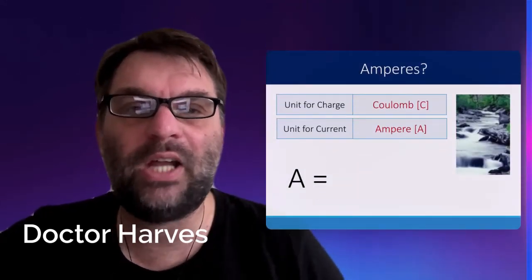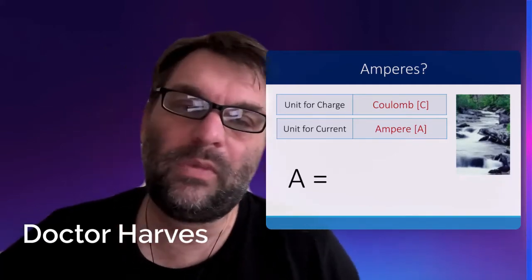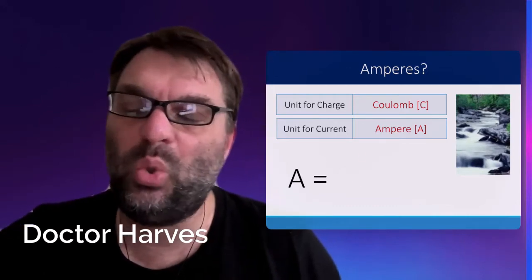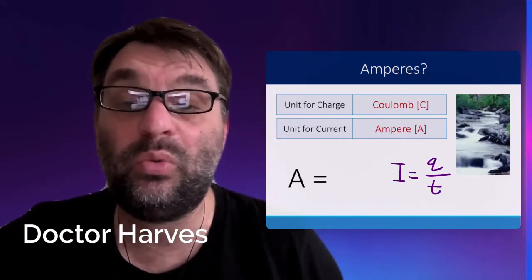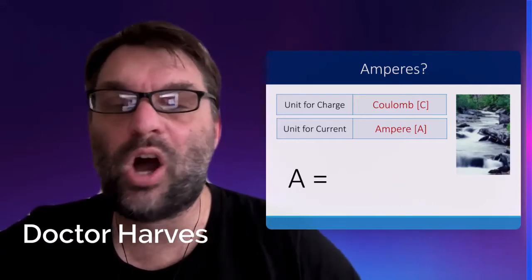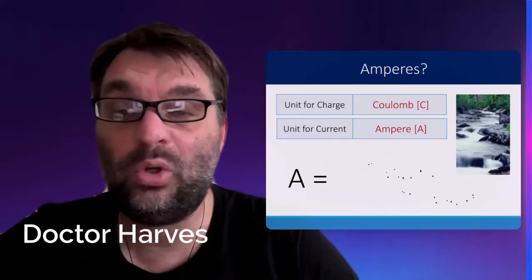Okay, so the unit for charge is coulombs. The unit for current is amperes. Therefore, an amp is essentially coulombs per second, or I is equal to the charge Q divided by the time it takes in seconds. Okay, so an amp is essentially coulombs per second.